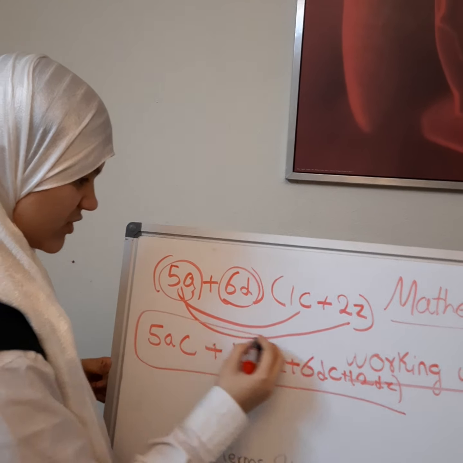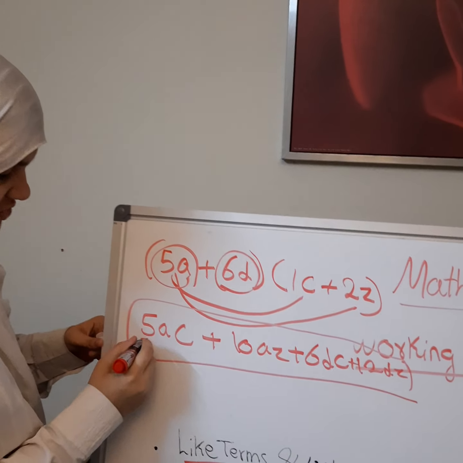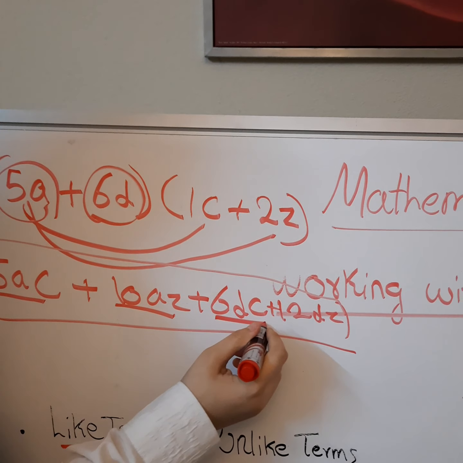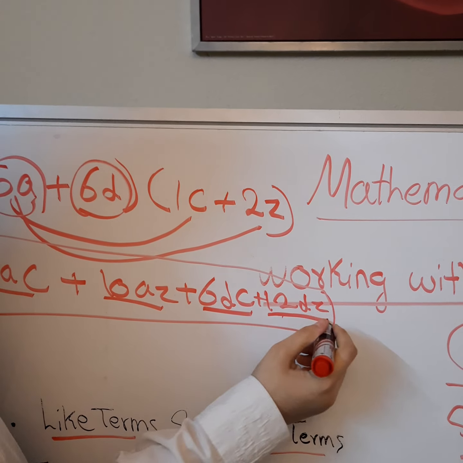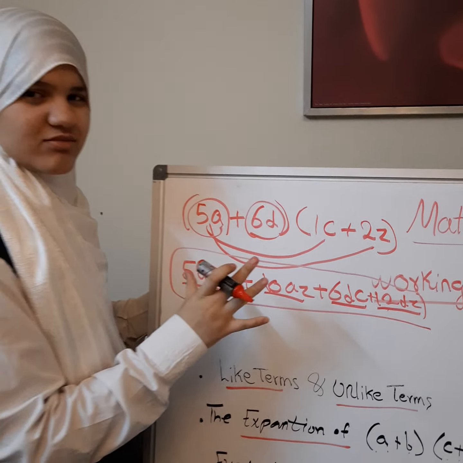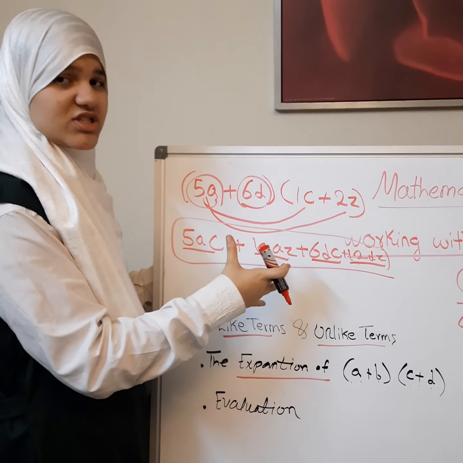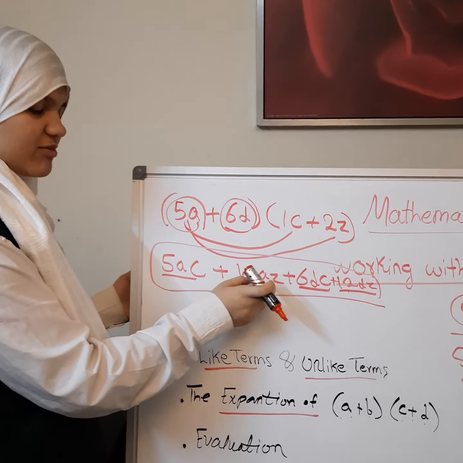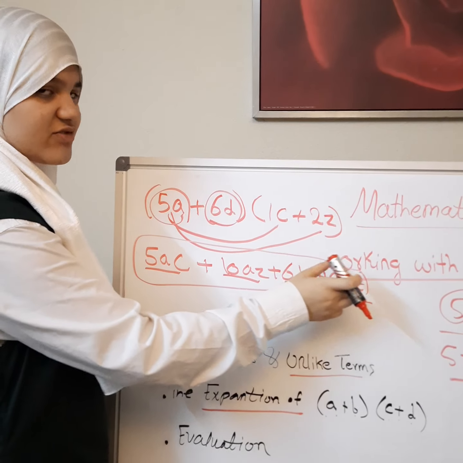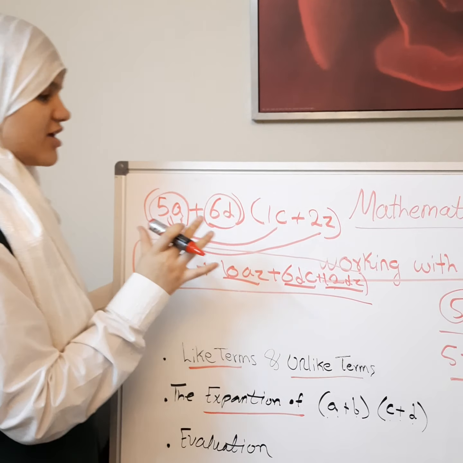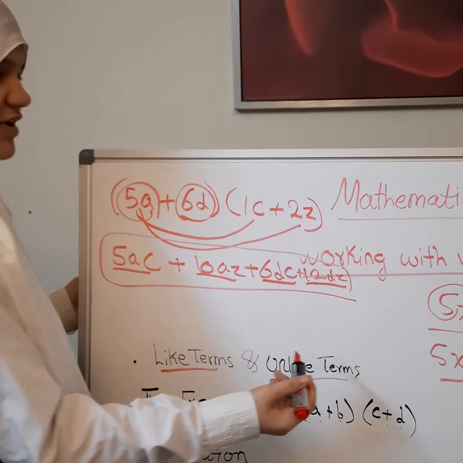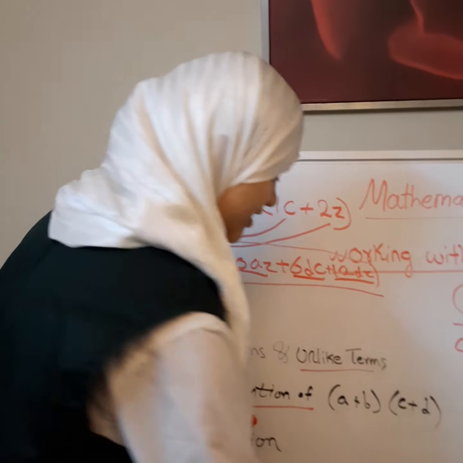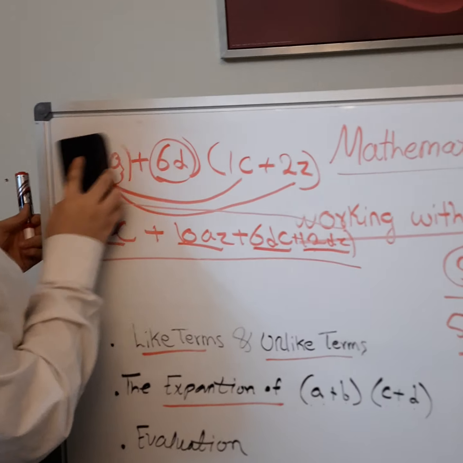Okay? Now, here we have 5AC, we have 10AZ, we have 6DC, we have 12DZ. We can't add them because they are not the same variables. I told you that AC is different from AZ, DC is different from DZ. Okay? That was about the expansion of (A + B) times (C + D). The other thing will be evaluation.